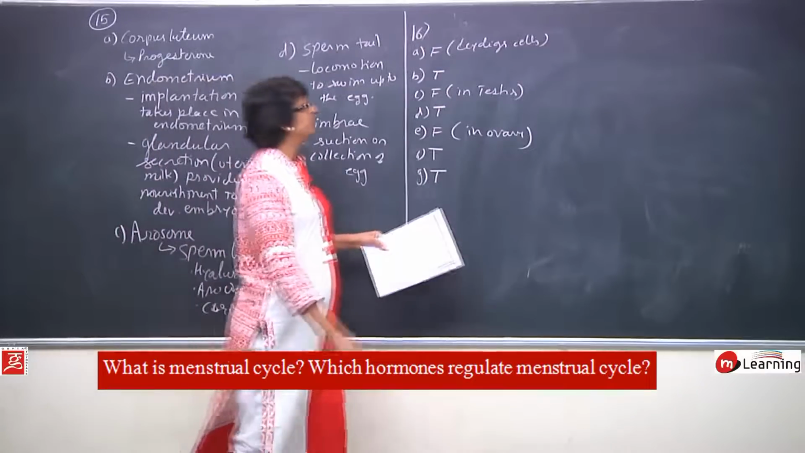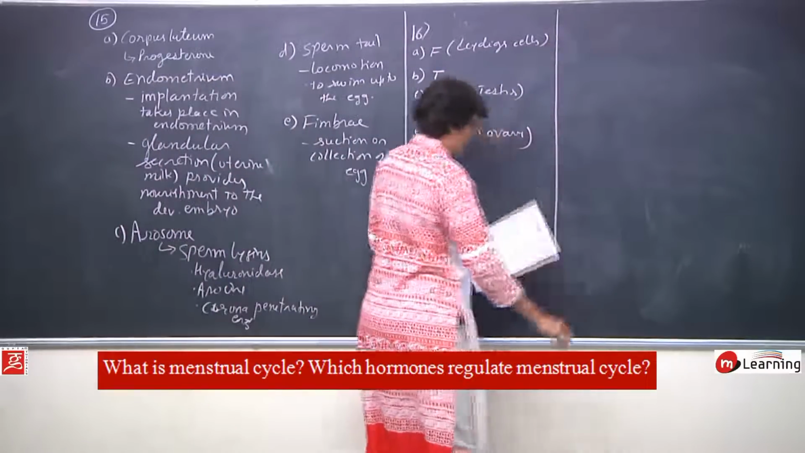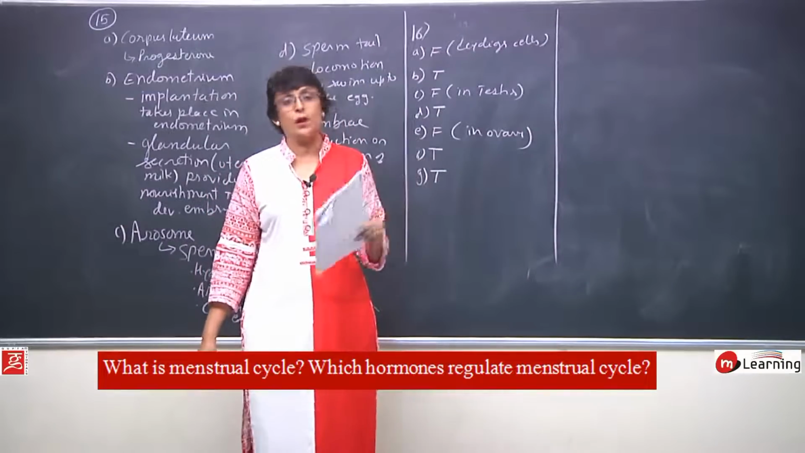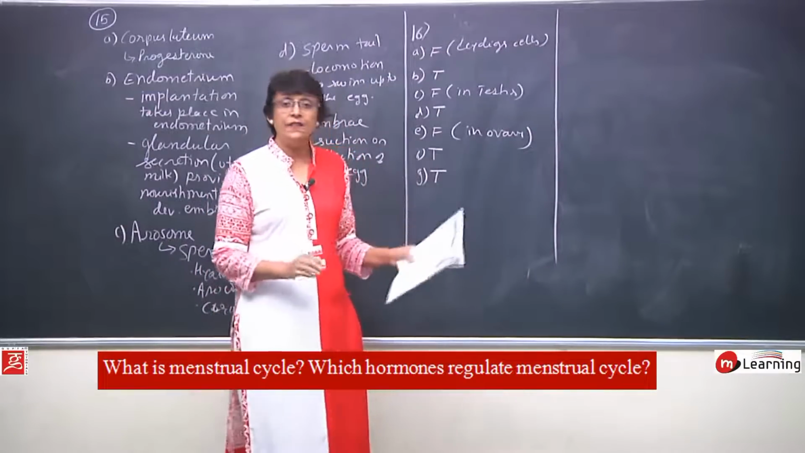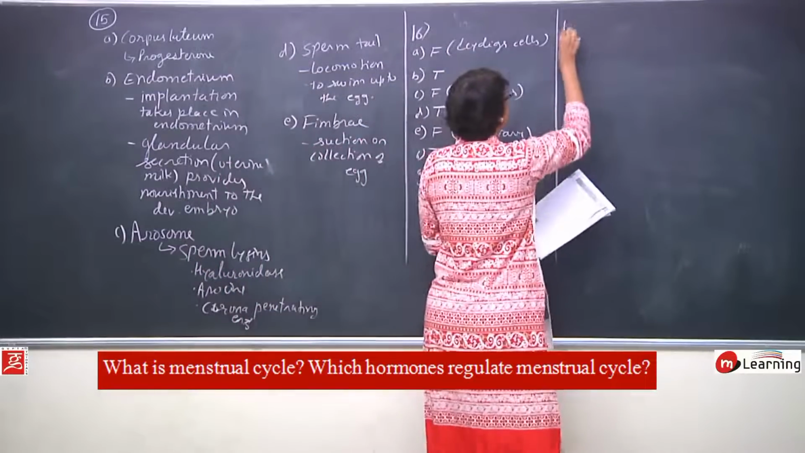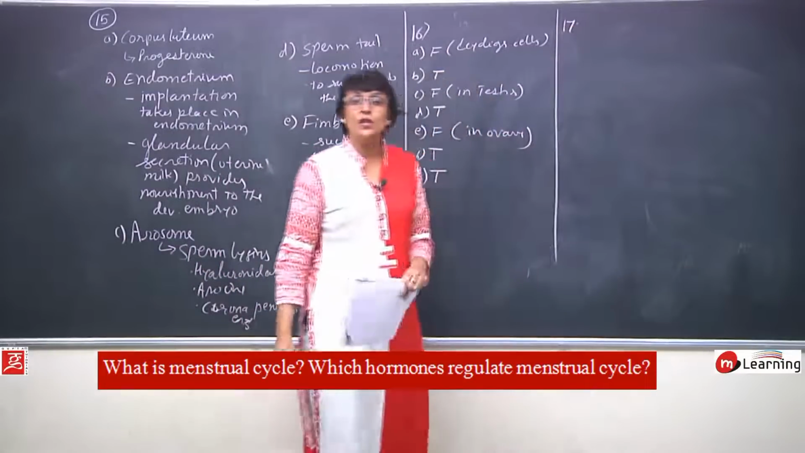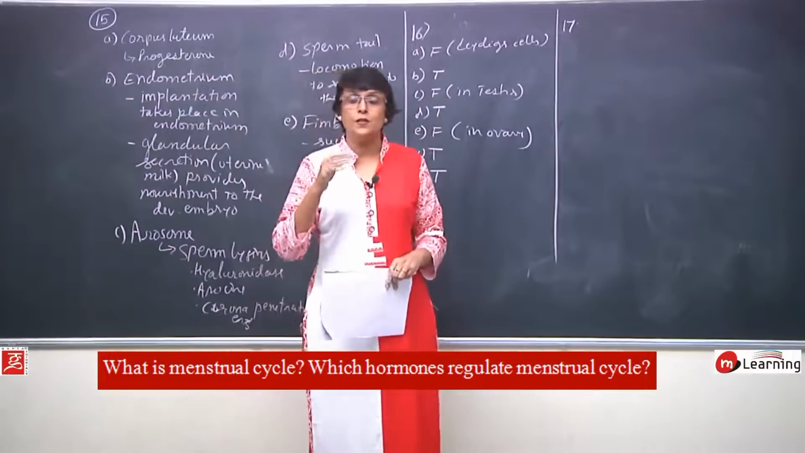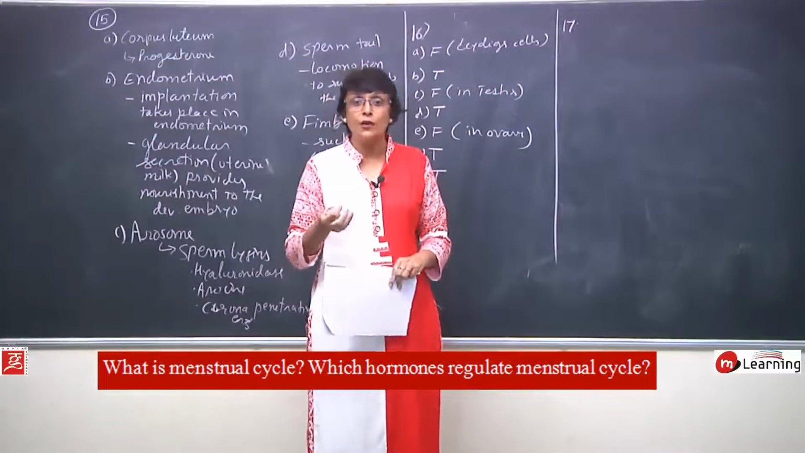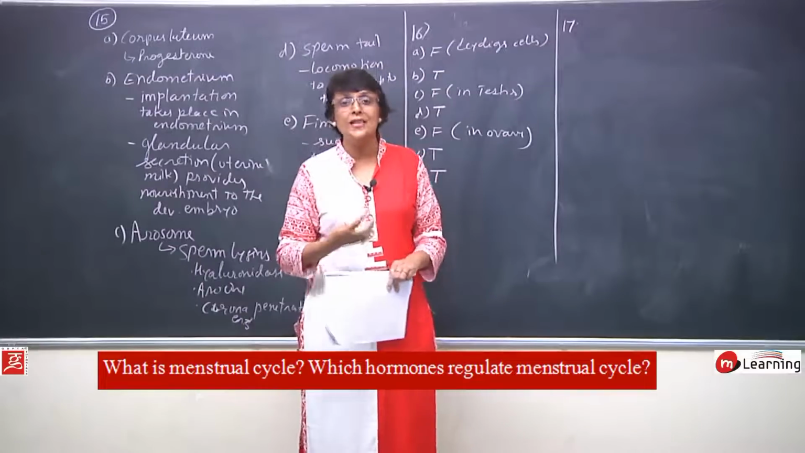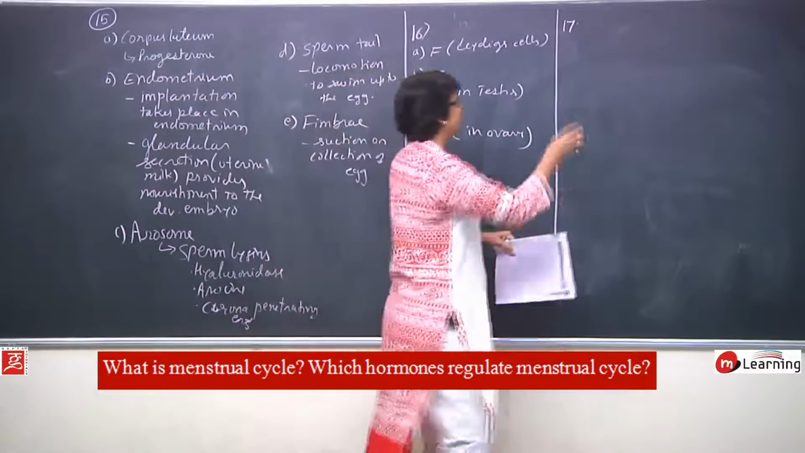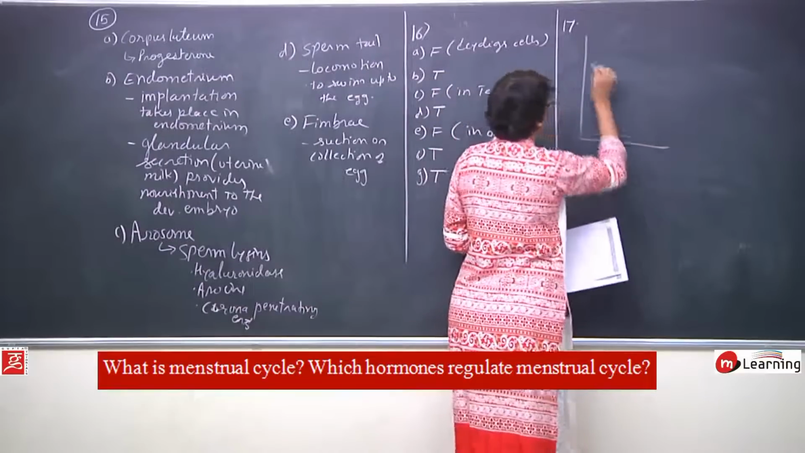17th question is, what is menstrual cycle? Which hormones regulate menstrual cycle? In this we have to draw the complete menstrual cycle. This is question number 17. In menstrual cycle we made 4 different things: hormones from pituitary, then the changes that take place in the ovaries, then hormones from the ovaries and the changes that take place in the uterus. So, our diagram will have all 4 things.